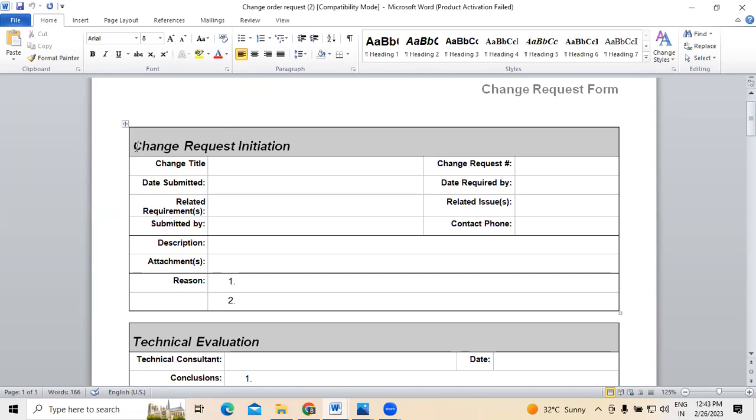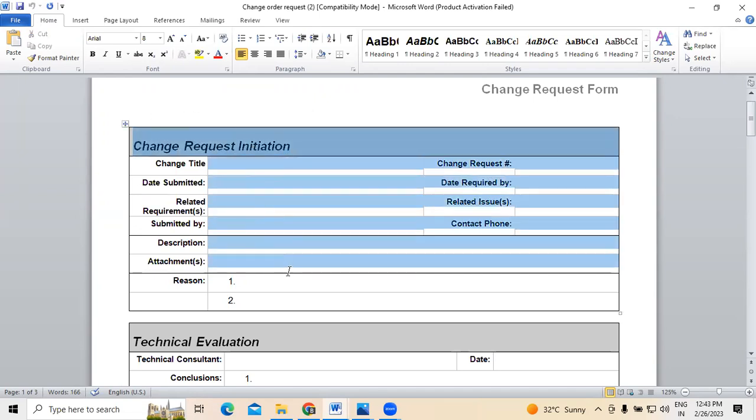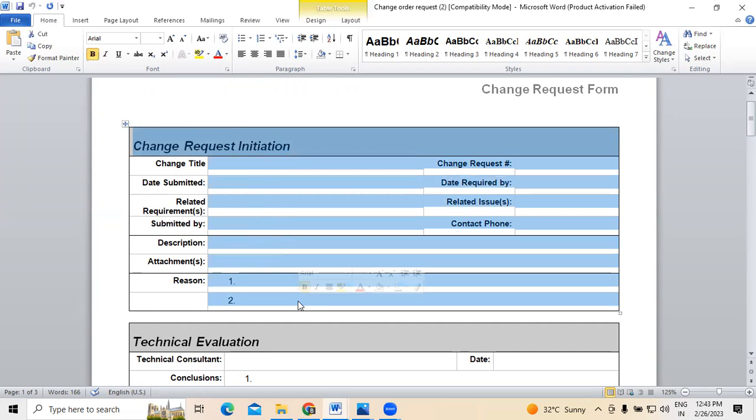The very first thing we do is that this change order request initiation form will be prepared. Change order request initiation means who has requested and who has given this, what are the related requirements, descriptions, any attachments, and for what reason these changes are happening now, right? All these things will be mentioned here. This is what we call change request initiation.